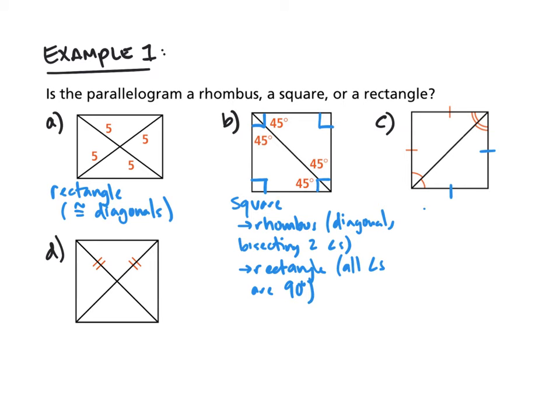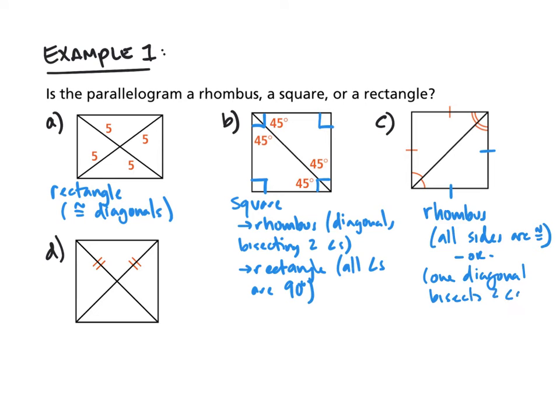So all we can say here is that this one must be a rhombus, because we can either say all sides are congruent, or we can say that one diagonal bisects two angles. Okay, so for either one of those reasons, that's got to be a rhombus. Now in option D here, we got to think, all right, what do we have? We have just these two markings, that this part of this diagonal is congruent to this part of this other diagonal. But remember, it's telling us that this is a parallelogram.